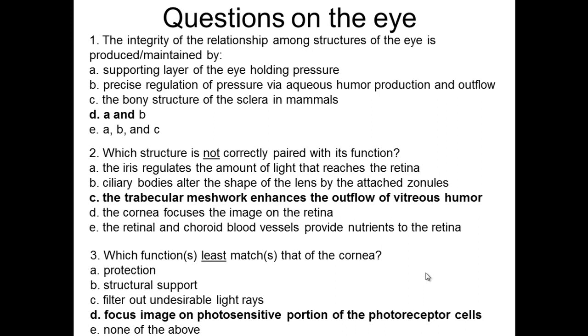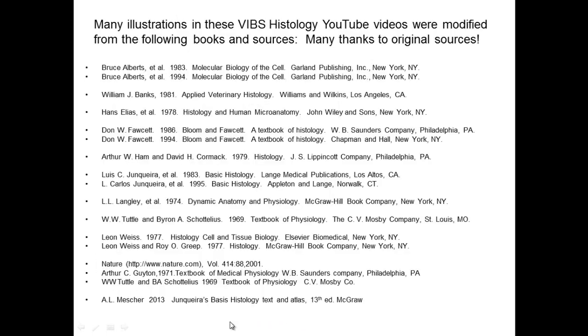The cornea focuses the image on the retina. Yes. The retina and choroid vessel provide nutrients to the retina. Yes. Which function least matches that of the cornea? Protection? Yes. It is part of the structural layer. Support? Yes. Filter out undesirable light rays? It does. It focuses the image of photoreceptive portion on the photosensitive portion of the photosensitive cells? No. It focuses on the photosensitive cells, but not the photosensitive portion. That is a function of the lens. So the answer is D.